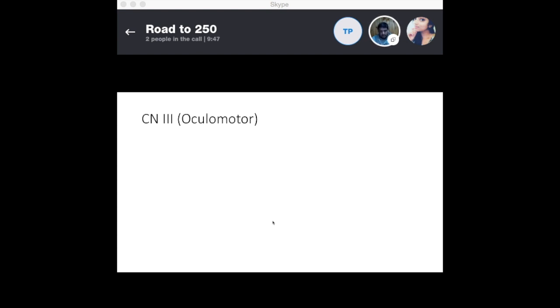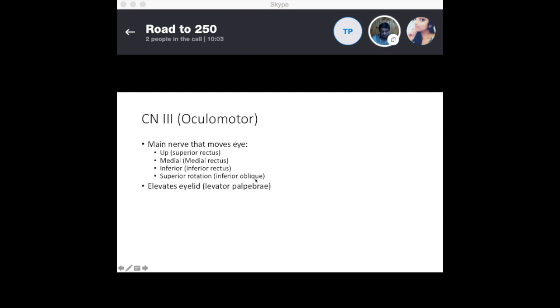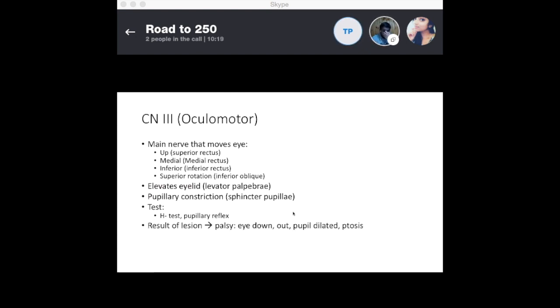So cranial nerve 3, it's the main nerve that moves the eye. So to move the eye up, it uses the superior rectus muscle. To move the eye medially, it's the medial rectus, inferior rectus, and then the inferior oblique. So you can also elevate the eyelid through the levator palpebrae muscle, and it also helps in pupillary constriction through the sphincter pupillae. And the test you can do is the H test or the pupillary reflex.